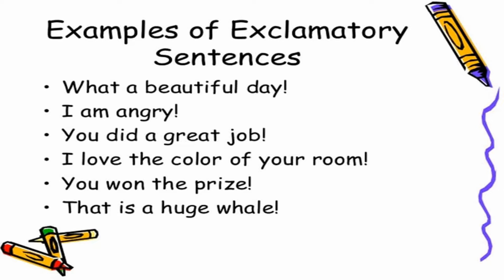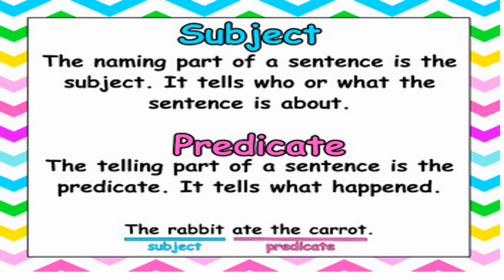So depending on our mood and emotions, we speak exclamatory sentences. Well, let's just give an example. What a beautiful day. This sentence has an emotion of appreciation, and we are just excited to see the beautiful day. I am angry. Again, it has a strong emotion of anger. So this way, whatever your mood is, it can be expressed through exclamatory sentences.